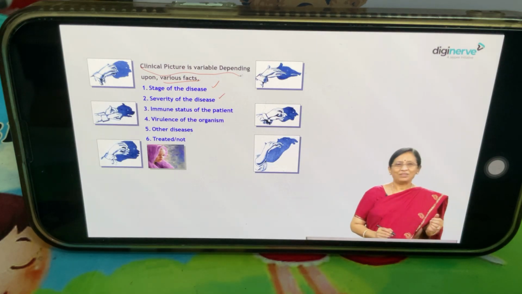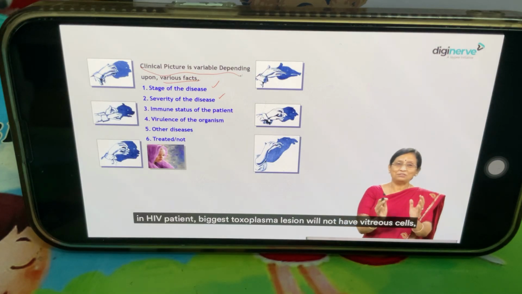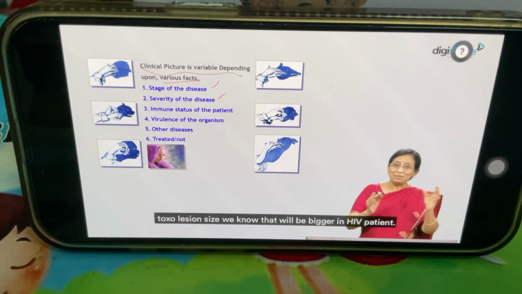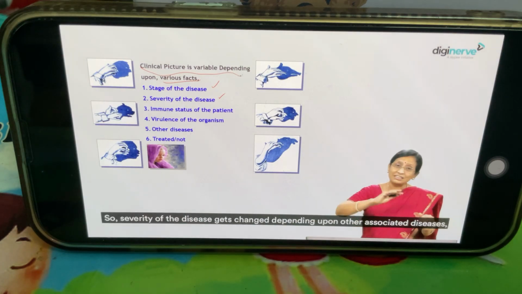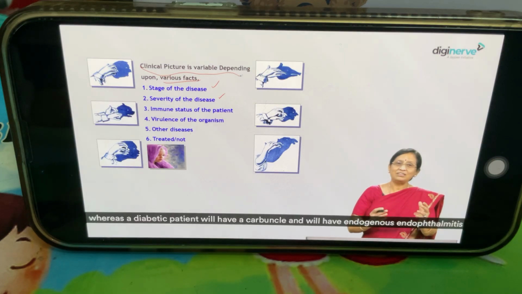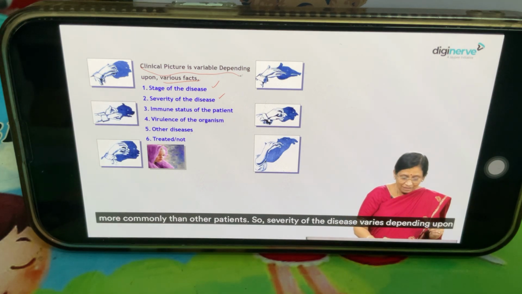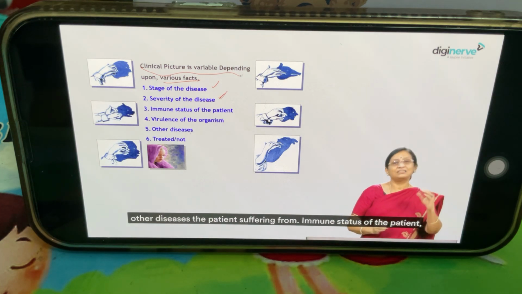Severity of the disease. In an HIV patient, the biggest toxoplasma lesion will not have VJ cells. Toxo lesion size we know, that will be bigger in an HIV patient. So severity of the disease gets changed depending upon other associated diseases, whereas a diabetic patient will have a carbuncle and will have endogenous endophthalmitis more commonly than other patients. So severity of the disease varies depending upon other diseases the patient is suffering from.